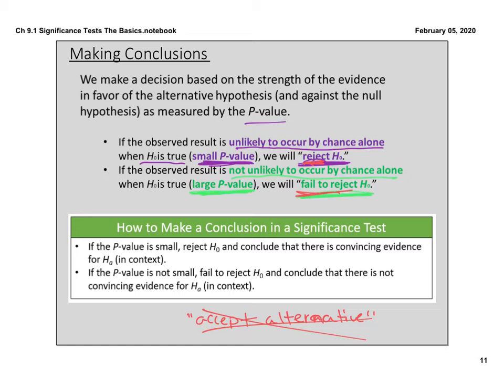So how to make a conclusion in a significance test? If the p-value is small, we reject the null. And we conclude that there is convincing evidence for the alternative in context. If the p-value is not small, we fail to reject the null, and we conclude that there's not convincing evidence for the alternative.